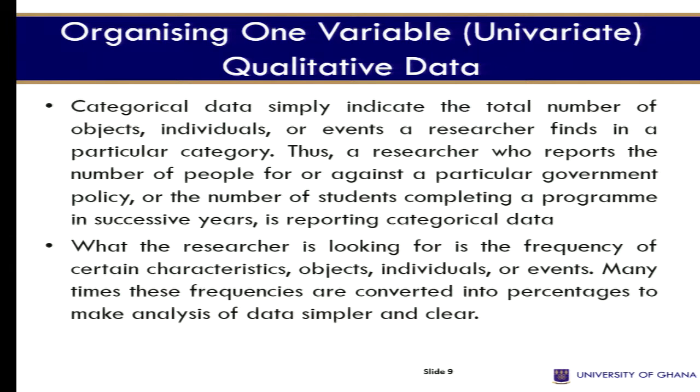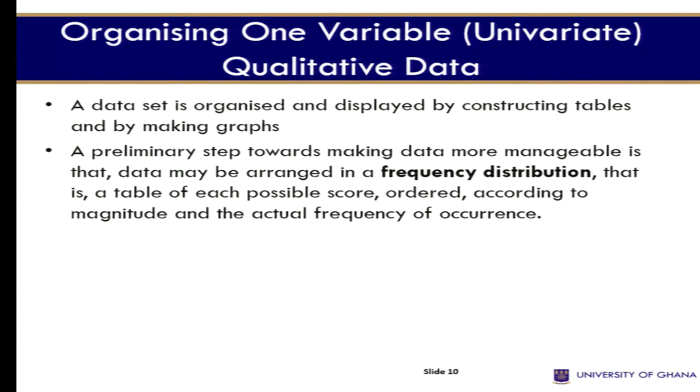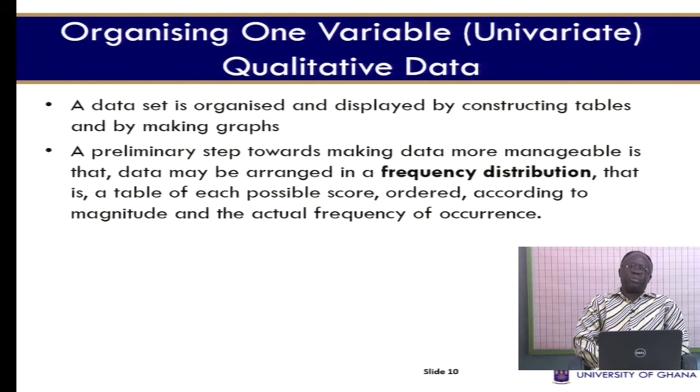Now, we have talked about what qualitative data stands for, so I'm not going to go into details again. Let me just go ahead to see how we organize qualitative data. A data set is organized and displayed by constructing tables and by making graphs. That is, if we have data, we can arrange the data first in tables and then construct graphs to represent the data in the table.